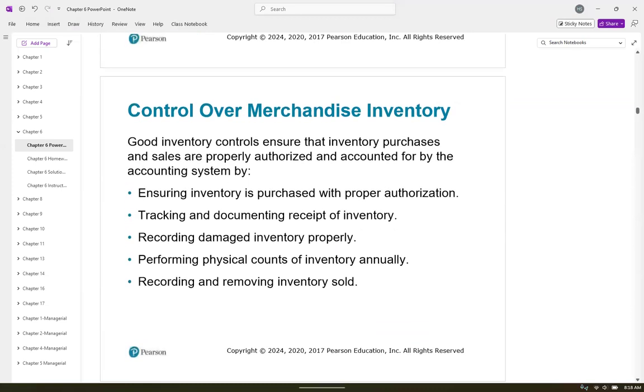Inventory has a lot of controls over it, especially if you think about inventory that's a very high dollar amount, like computers. Just think of a warehouse full of iPhones, things like that. Those are very high dollar items.